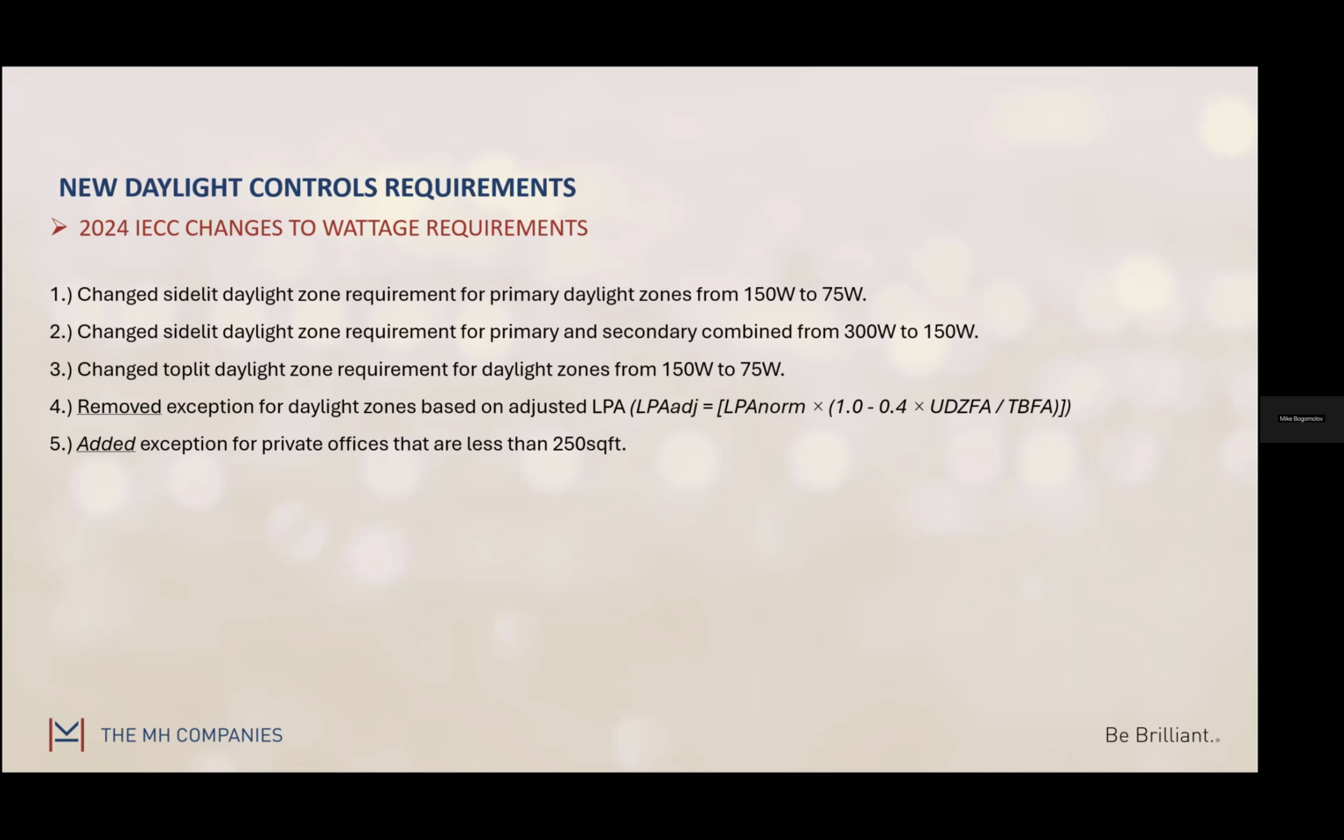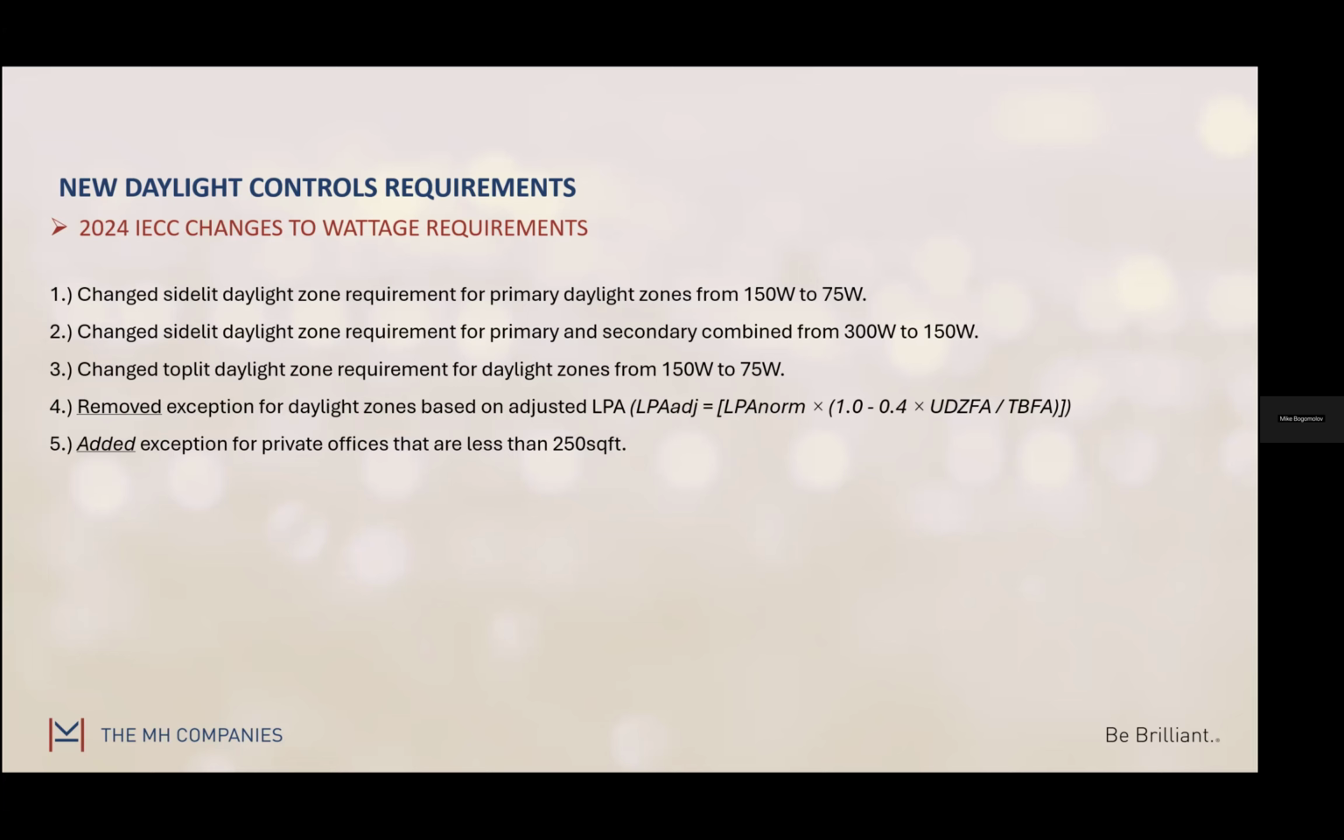Being that we have primary and secondary daylight zones, again, there was a requirement that you can get by with less than 300 watts between the two and not have to do daylight harvesting. That has also been cut in half, so 150 watts. And same for your top lit daylight zones, your skylights, clerestory spaces. Those have been reduced to 75 watts.